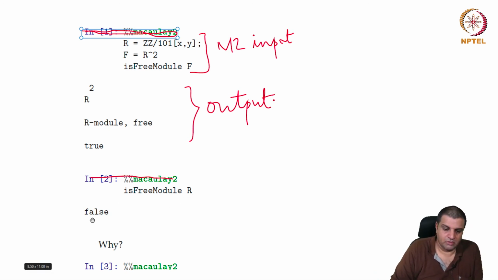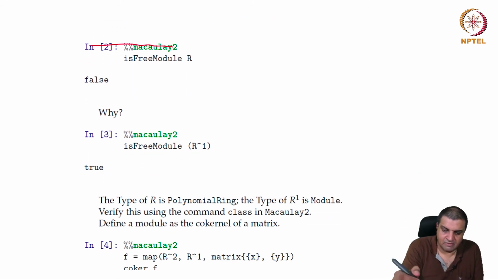It says false, and why? Well, R itself is a polynomial ring, not a module. The type of R in Macaulay2 is ring, so we have to give R to the 1. So we ask, is R^1, like a superscript, a free module? Then it says true.